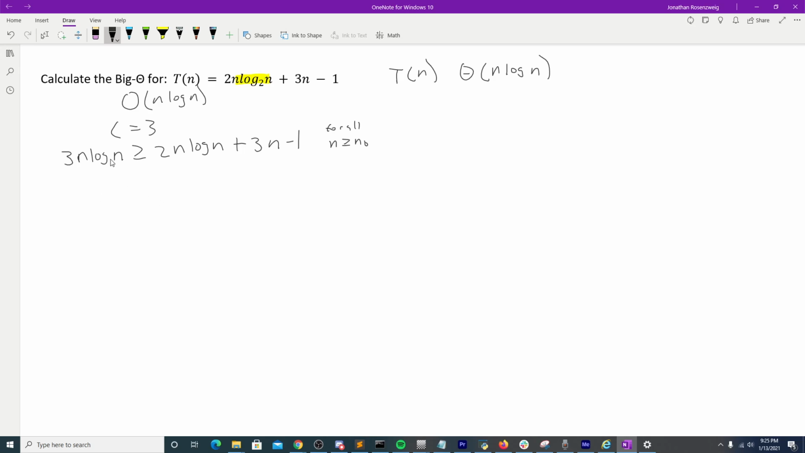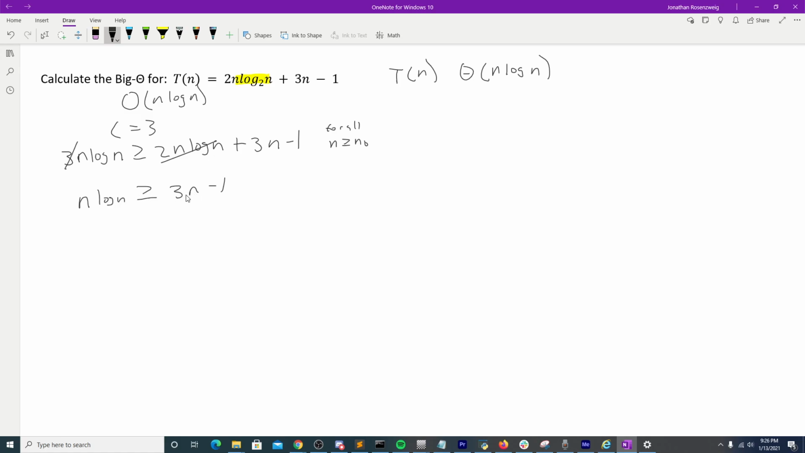So once again, let's simplify this expression as much as we can. We can subtract the 2n log n on both sides, and then we get n log n is greater than or equal to 3n minus 1. And then once again, we run into the same thing that we ran into in the last example, where simplifying n log n is greater than or equal to 3n minus 1 is more difficult.